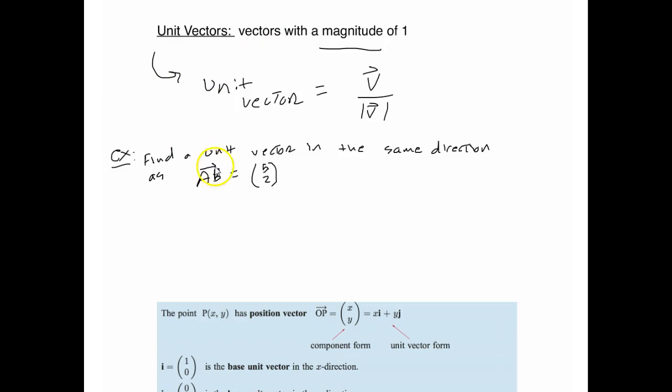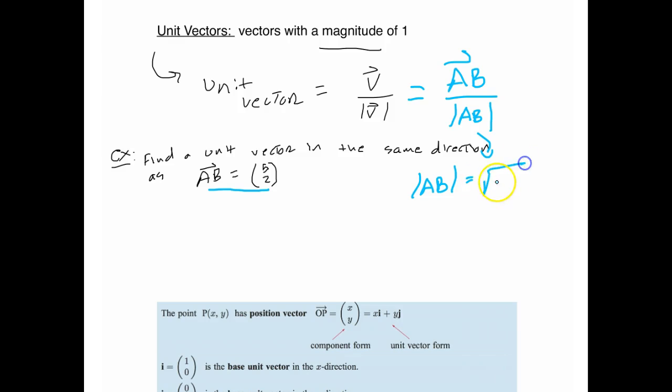Let's go back to our favorite. AB is 5, 2. Let's find a unit vector in that direction. So all you gotta do is follow this formula right here. So that means in this case my vector is AB. I'm going to divide it by its magnitude, the magnitude of AB. Now we actually did this earlier, right? The magnitude of AB, we just used that formula. So we did 5 squared plus 2 squared. You got radical 25 plus 4, or radical 29.